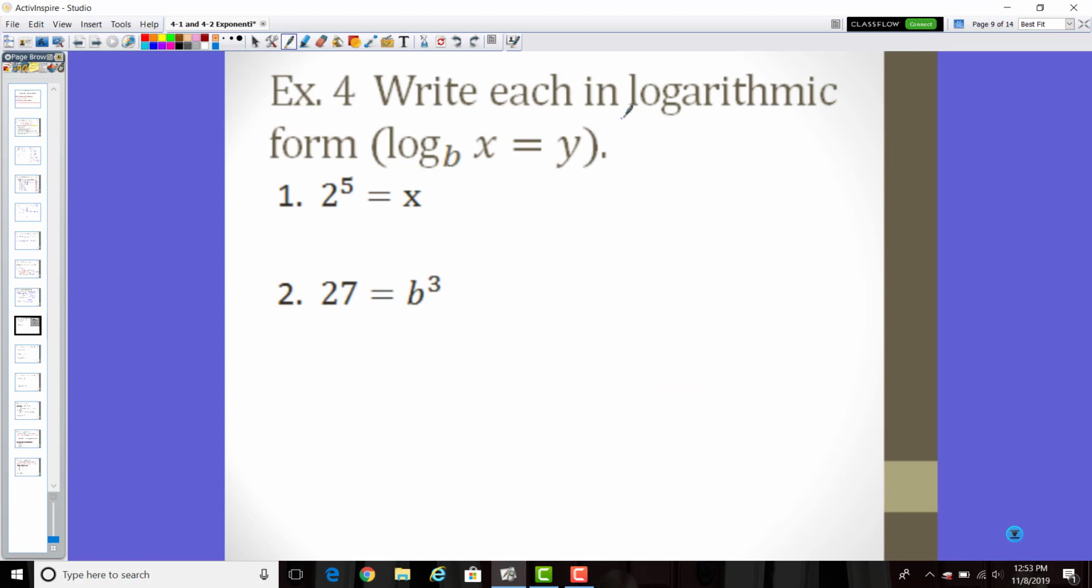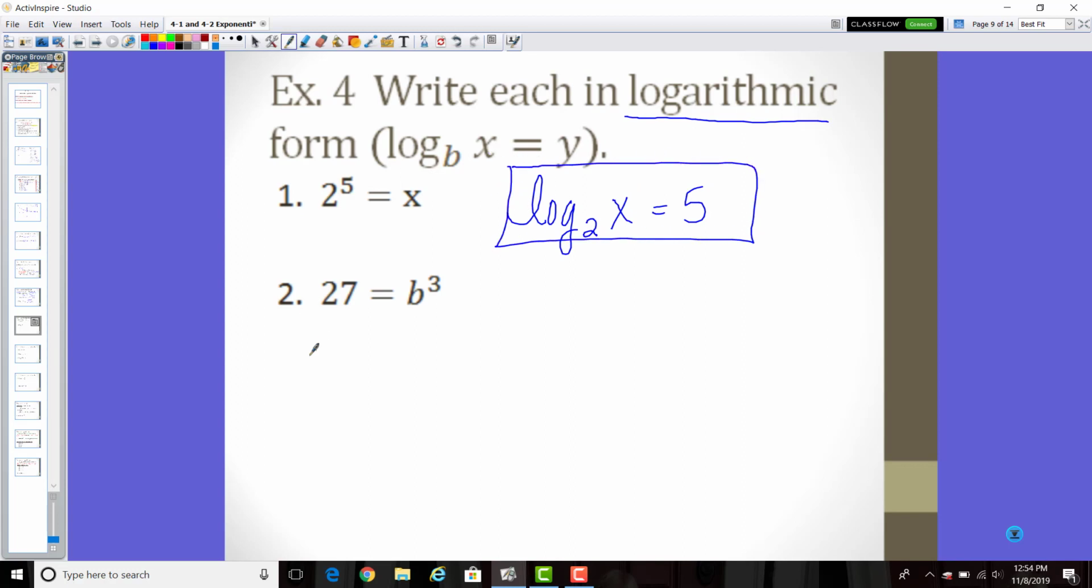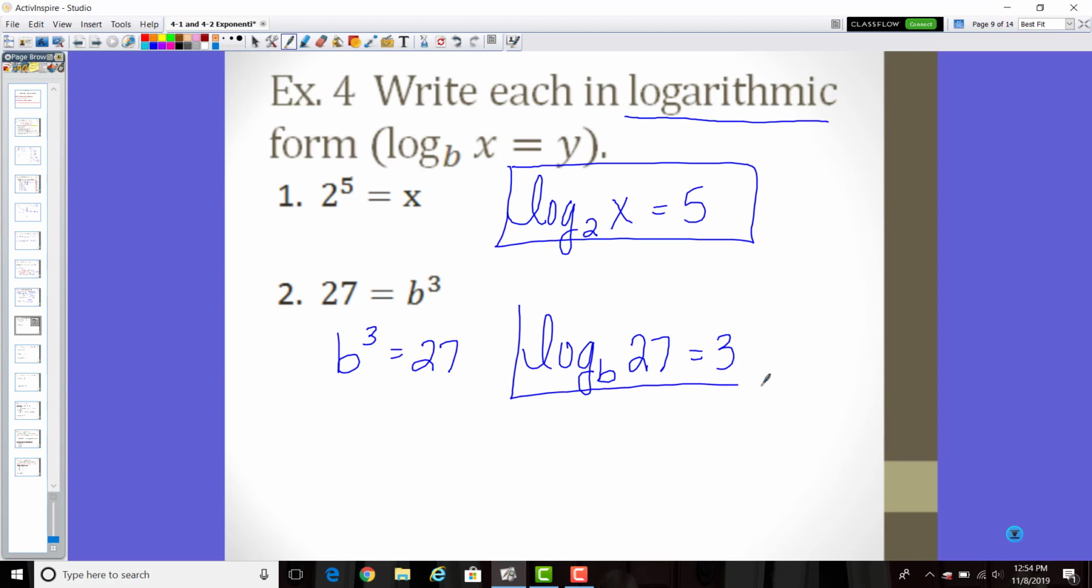Let's use these and go the opposite direction. Now let's write these exponential forms in the equivalent log form. So 2 to the 5th power equals x is log base 2 of our answer x equals our exponent of 5. And again, we're not solving anything, we're just writing this back and forth. The second one here says 27 equals b cubed. If you want to turn it around like this, you can. That will help you determine this is a log of base b of our answer 27 equals our exponent of 3.